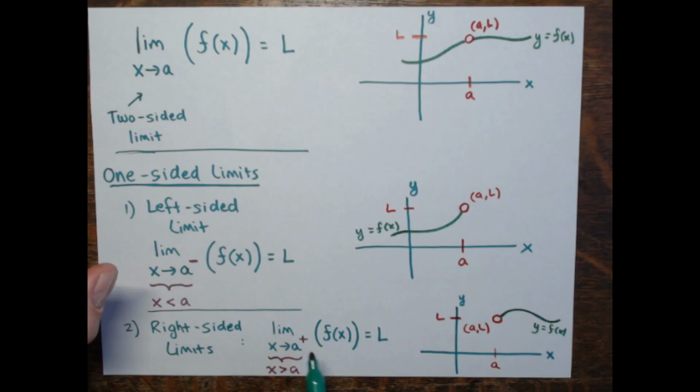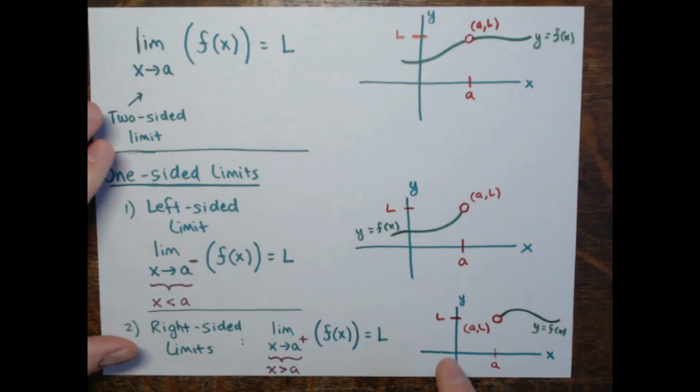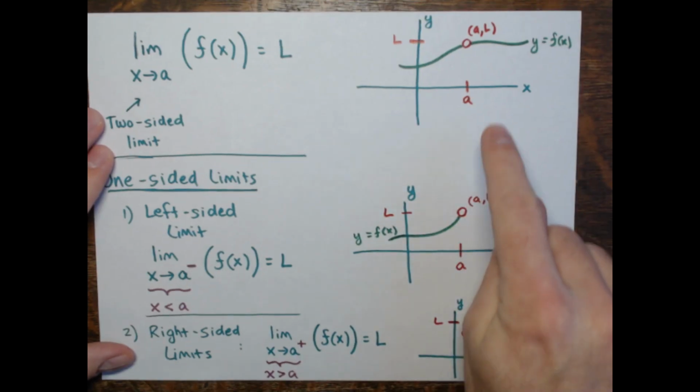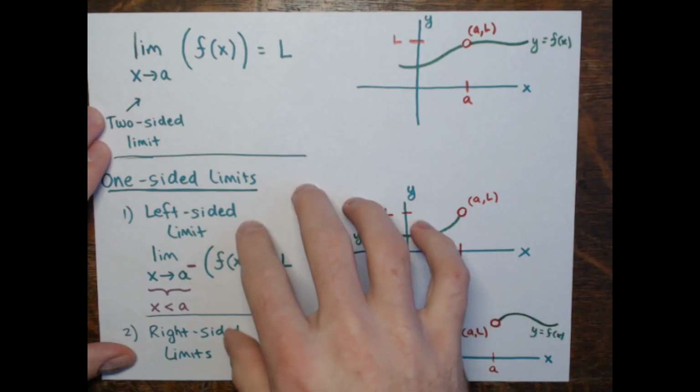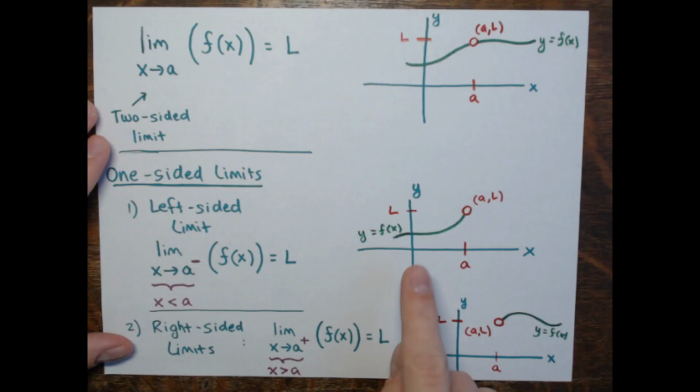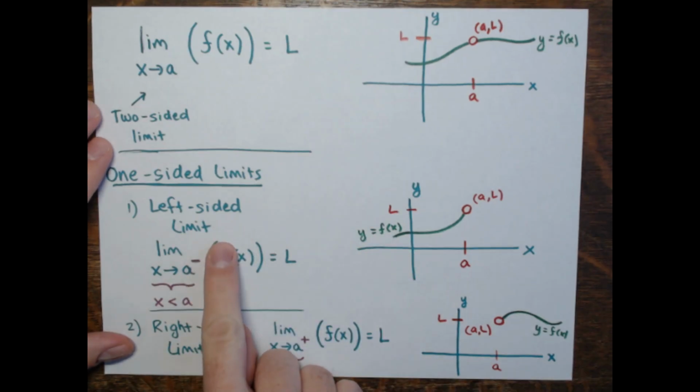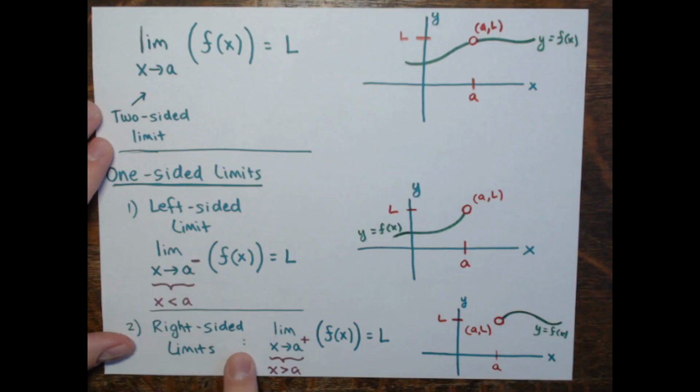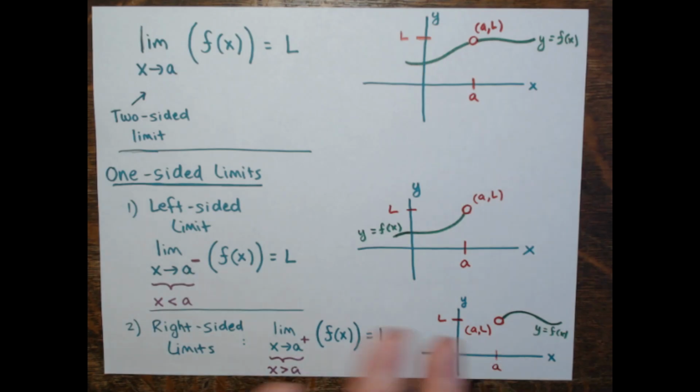So if you see this little plus notation, you only have to worry about what's happening on the right side of the input, of the value A. Now, the relationship between one-sided limits and our two-sided limit is if the left side limit exists and the right side limit exists and they are the same value, then we have a two-sided limit existing. And this is actually an if and only if statement, goes in both directions. So I'll put that up here.